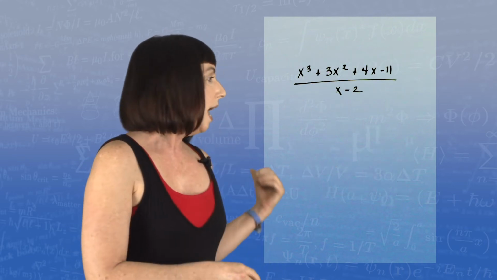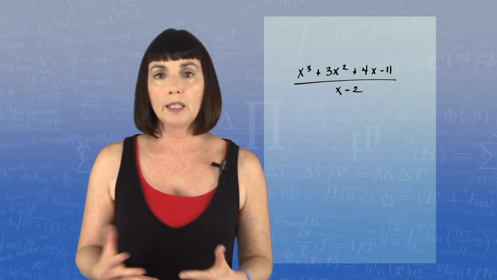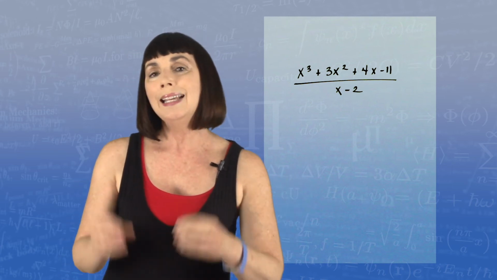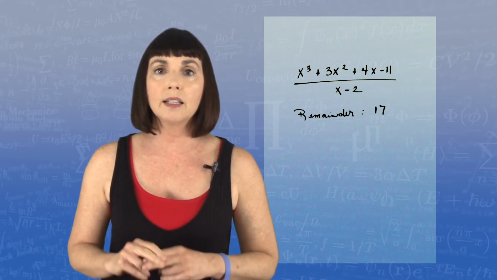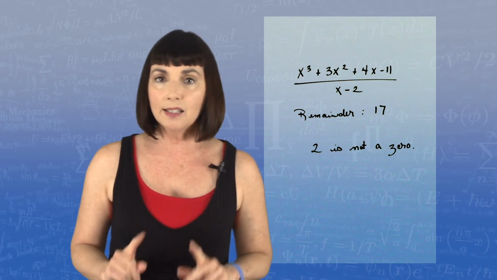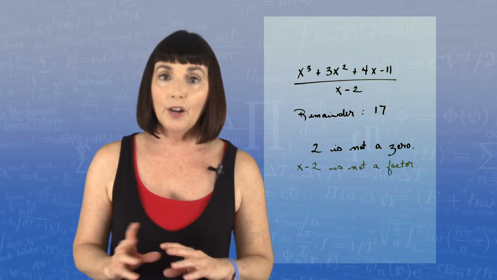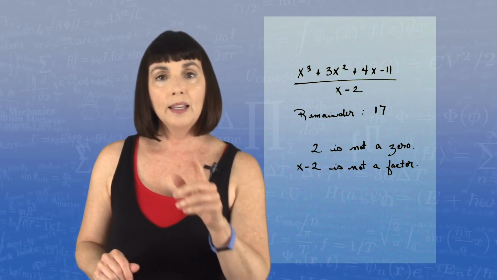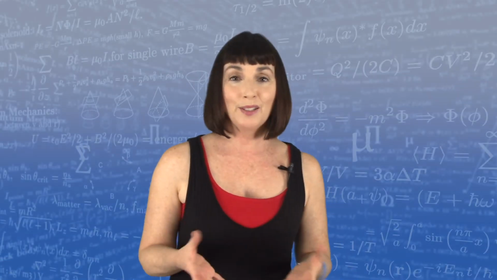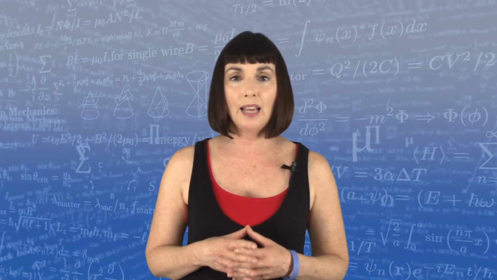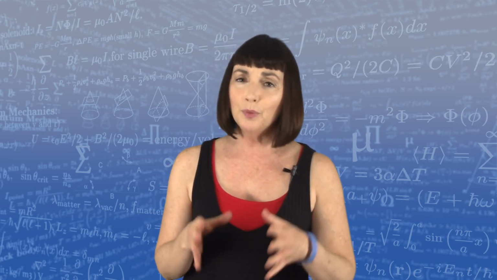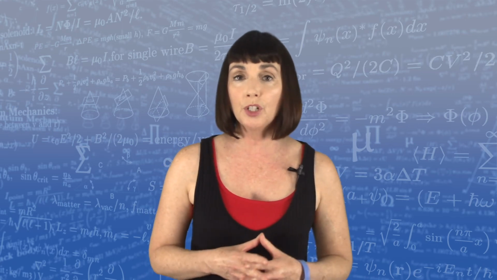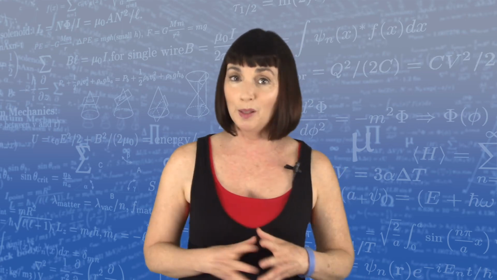So going back to our example, we have x cubed plus 3x squared plus 4x minus 11 divided by x minus 2 yielded a remainder of 17. That tells us that 2 is not a 0 of this polynomial, and therefore x minus 2 is not a factor. The remainder and factor theorems help us to see how zeros of polynomials indicate factors, and that can really help when you're using polynomial division to try to factor higher degree polynomials.